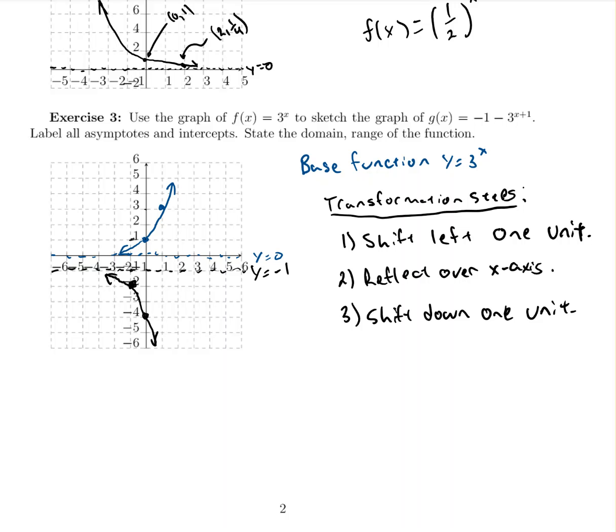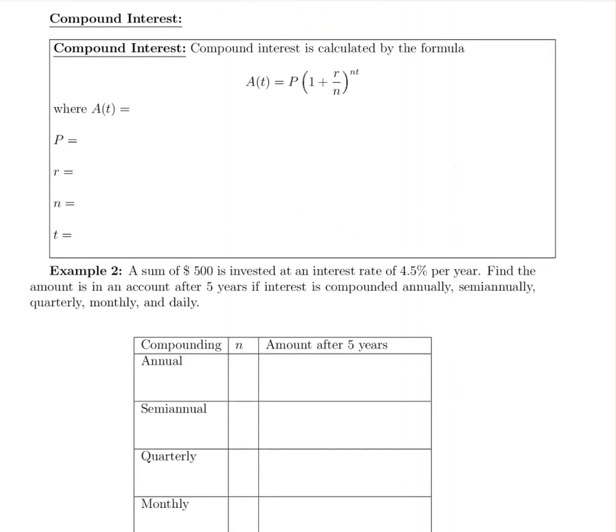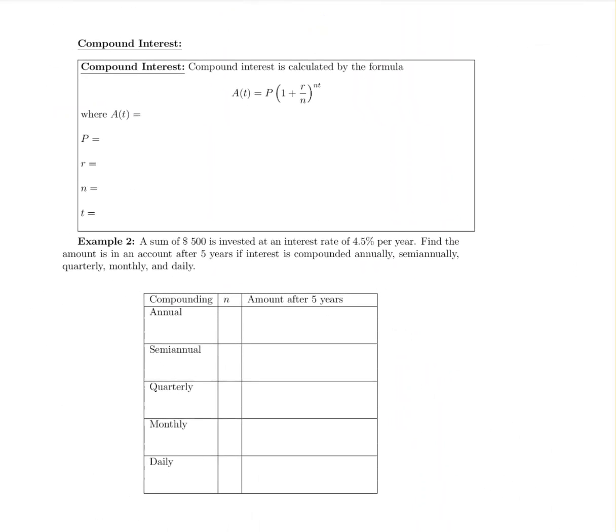So you just need to know a couple nice points or features on your graph or of your base function, and then make a list of step-by-step instructions to transform it. But you need to be comfortable with the base functions first. And the last thing you might end up doing with exponential functions early on is talking about compound interest.